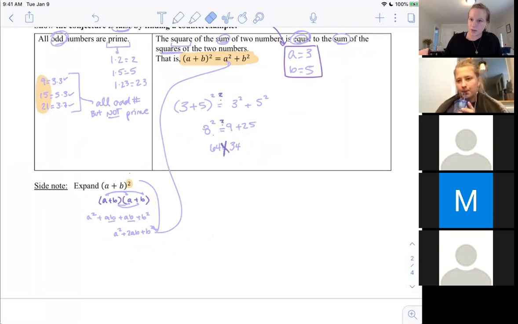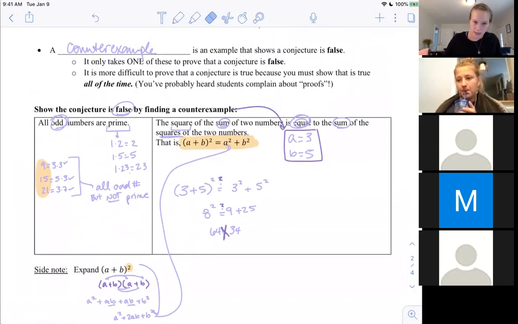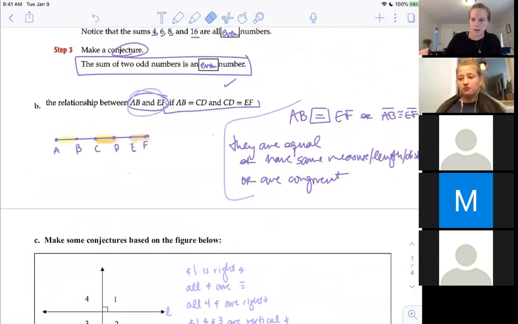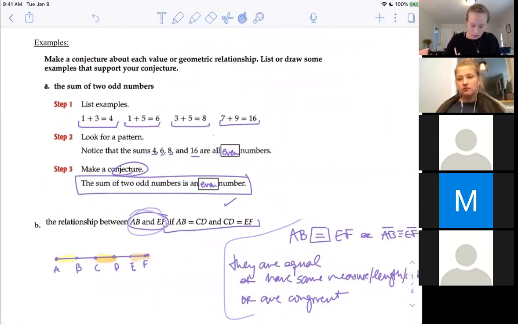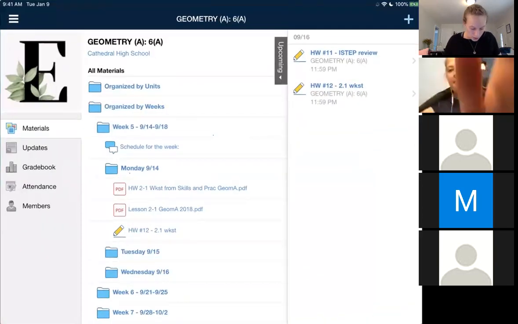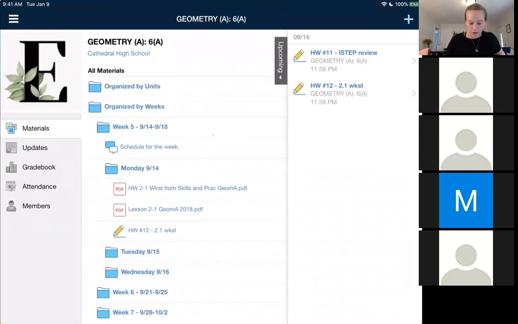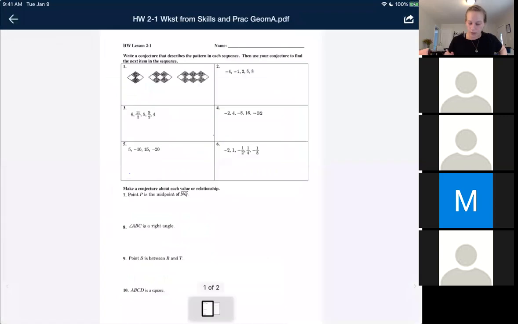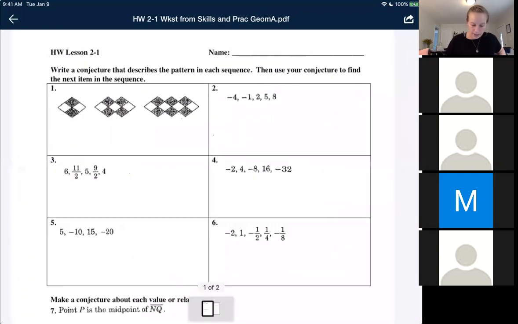Okay, any questions on your notes? Anything so far? Okay, I do want to jump over to our homework really quick. So I'm going to jump over to homework. So it's either under homework 2-1 or it's attached to homework number 12, whichever one you want to pull. And I just want to go over a couple things.